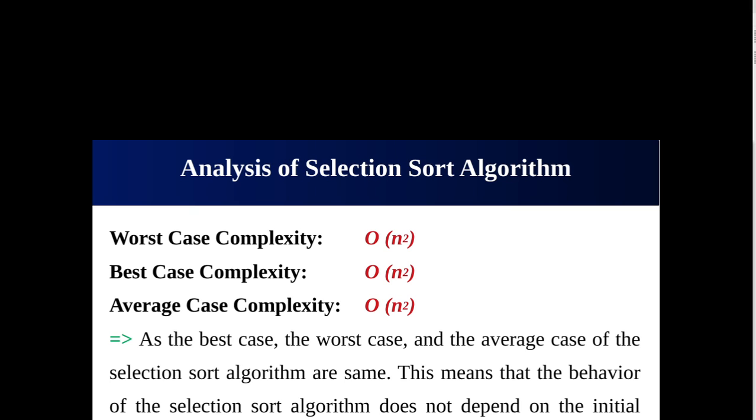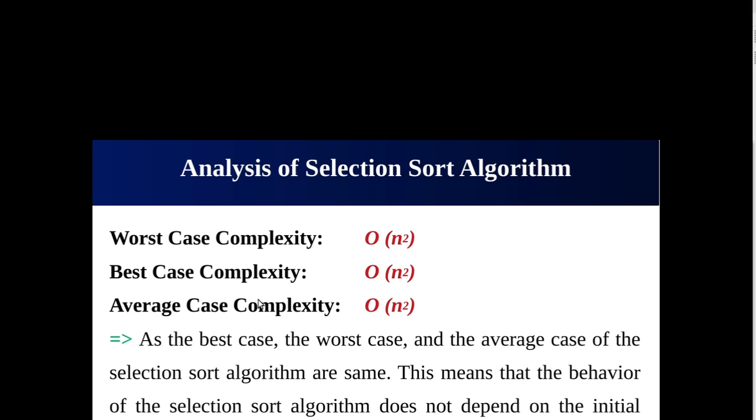Whether the data is in sorted form or in unsorted form, the behavior of the selection sort algorithm does not depend on the organization of the data. And that is why the time complexity of this algorithm is the same in all the cases. Because at every step you have to find the minimum or the maximum value and then put it in the right place. And as we know, the minimum or the maximum element is not known until we reach the end of the array. So that is why the time complexity of this algorithm is the same for all the cases.